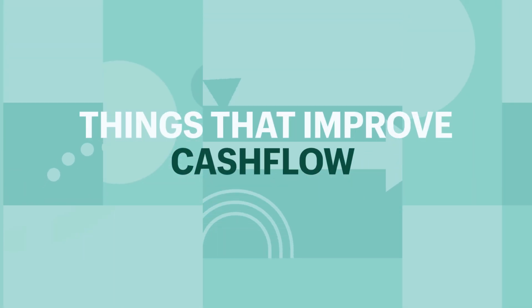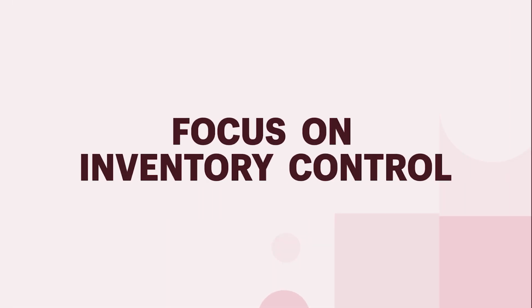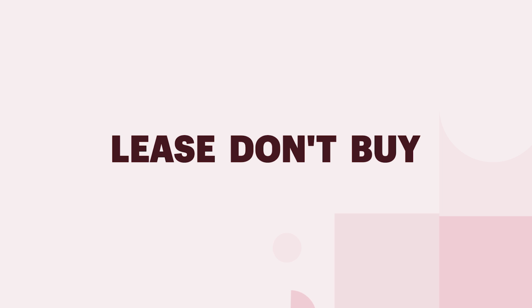Now let's talk about how to improve cash flow. Number 1, focus on inventory control. Determine what's selling and what's not. Then you can keep more inventory on hand that's likely to move fast and get rid of dead stock at a discount. Number 2, lease, don't buy.